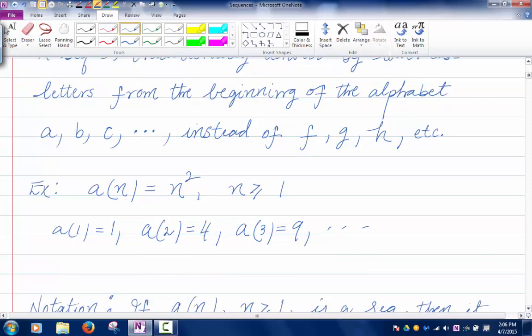For example, a of n, let's say, is defined by n squared, where n is larger than or equal to 1. So what are some of the values of this sequence? Well, what is a of 1? a of 1 is 1. a of 2 would be 4. a of 3 would be 9, and so on. Is everybody clear?